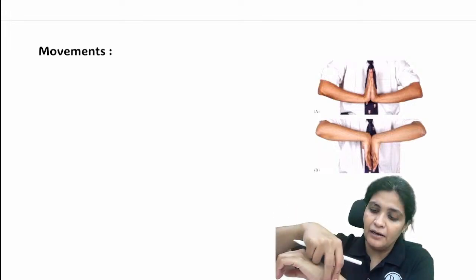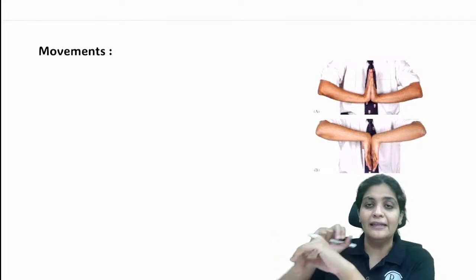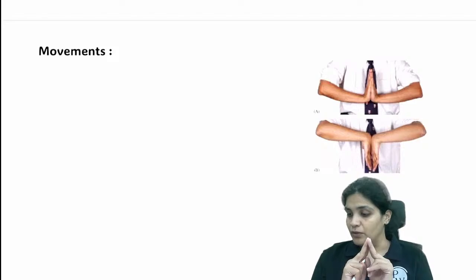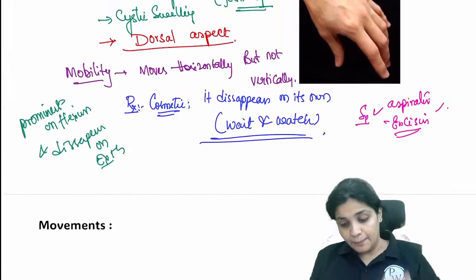So this is ulnar, radial styloid and ulnar styloid, and then you will see the relationship between those two. So those are the important things which you have to look for. And then you will palpate the carpal bones as well.